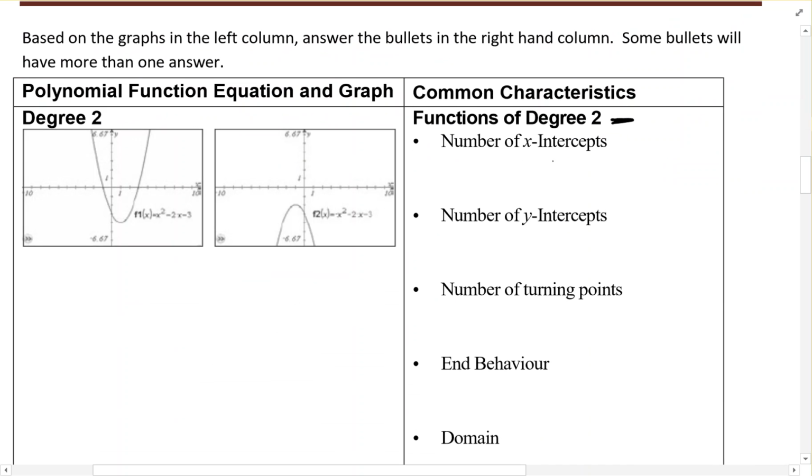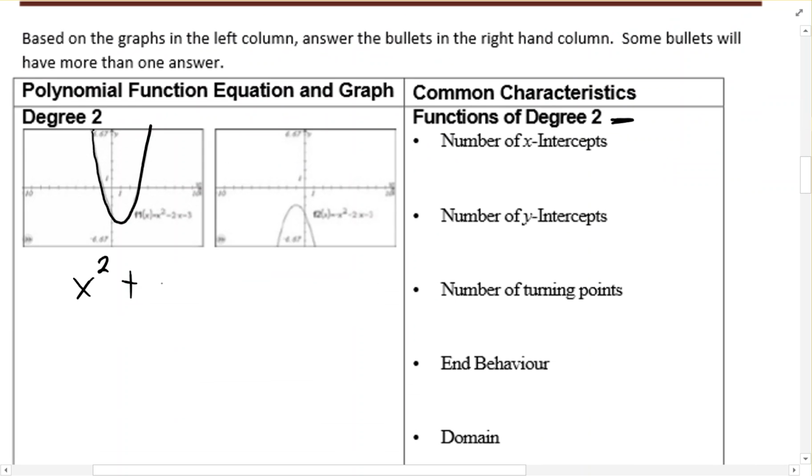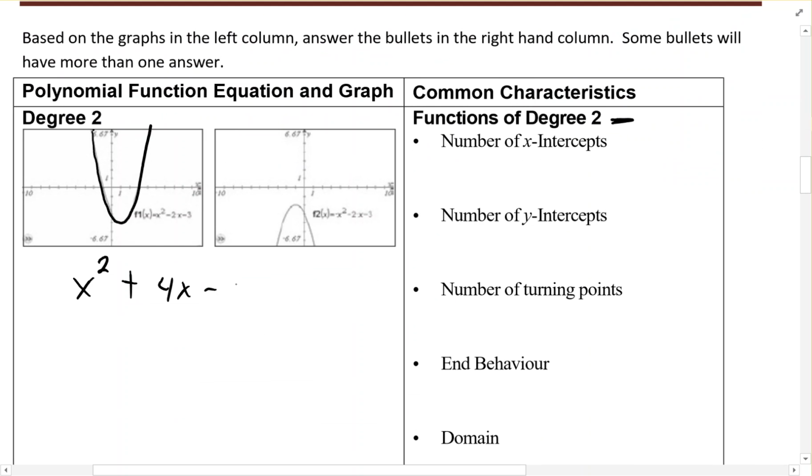So number of x-intercepts for this. Well, this is generally what they're going to look like, right? Every one of these with a leading term of 2x squared plus 4x minus 10, something like that, is going to look something like this. If you put a negative in front of it, it would look like this, flipped upside down, and they could be moved around anywhere in between. So that's the general idea.